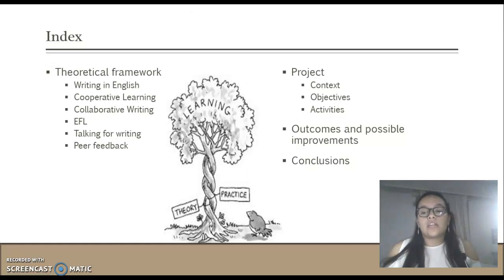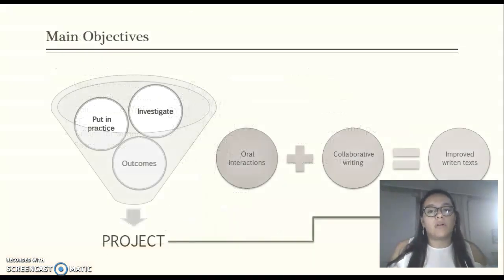fourth primary education class. In this part, I wrote about the context of this classroom, the objectives that I want to achieve with these activities, and also I described all of the activities that I have done. In the second part, I've included the outcomes and the possible improvements that these activities could have. And also, to finish it, I wrote some conclusions about the theoretical part and the practical part.